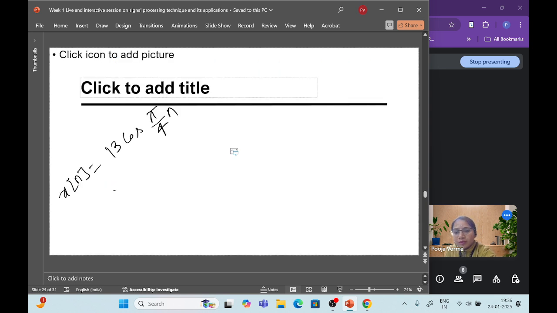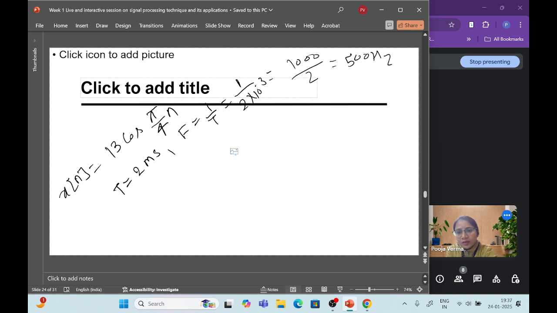So T is given as 2 millisecond. F is equal to 1 by T. Then you will get 1 by 2 into 10 to the power minus 3. If you calculate it, you will get 500 hertz. Again, now we have converted it into an analog form, right? So already we know that when we are converting digital to analog, t is equal to nT we are putting. Now it is in the form of n, so n is t by T.